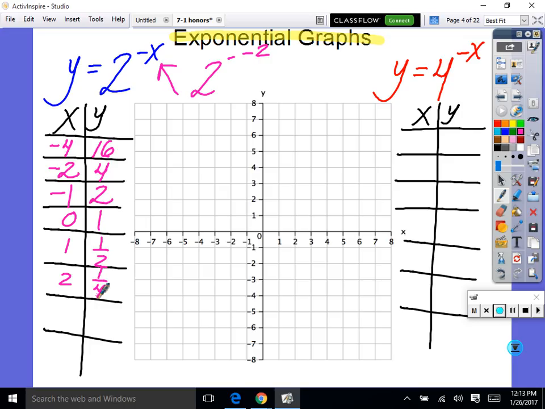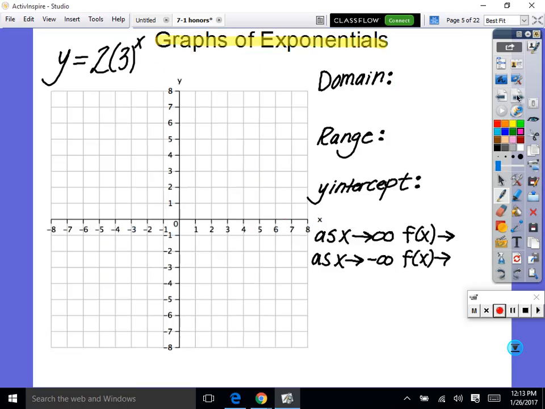Okay, so we're going this way now. We're going -4 up 16, clear up there. -2 up 4, over -1 up 2, over 0 up 1, and then it's getting smaller. So it looks the same. It's just a reflection over the y-axis. Everybody seeing what's going on there? Okay, we're not going to graph this one. Okay, cool. So here we go.